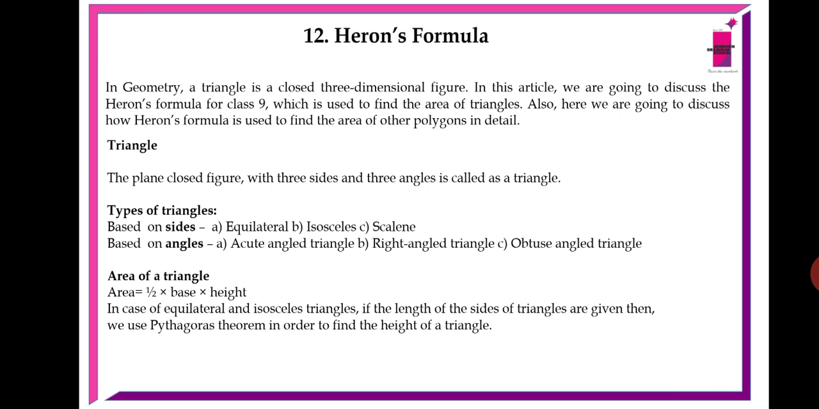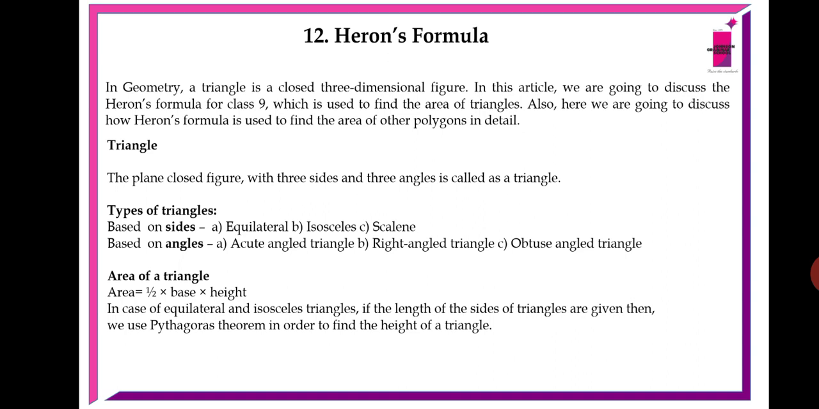In this article, we are going to discuss Heron's formula for class 9, which is used to find the area of triangles. Also, here we are going to discuss how Heron's formula is used to find the area of other polygons in detail. The plane closed figure with three sides and three angles is called a triangle. Types of triangles based on the sides: equilateral, isosceles, scalene. Based on angles: acute angle triangle, right angle triangle, obtuse angle triangle. This we have already discussed in chapter 7 of triangles.